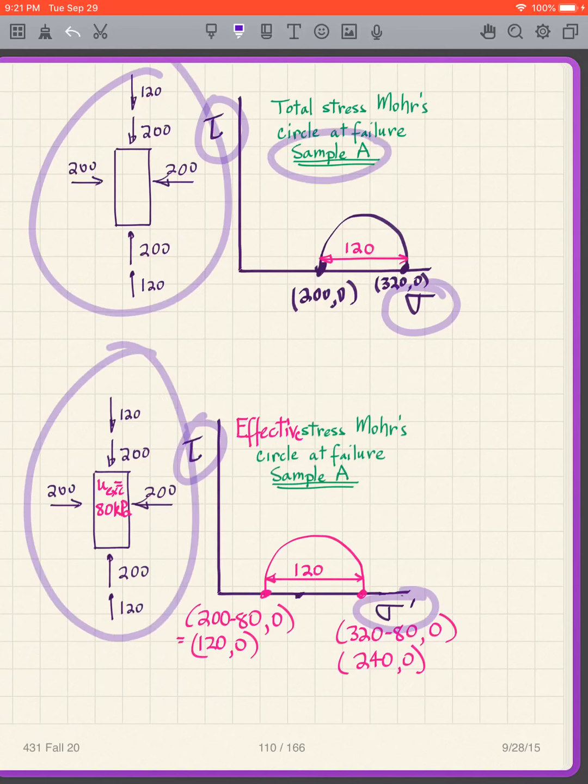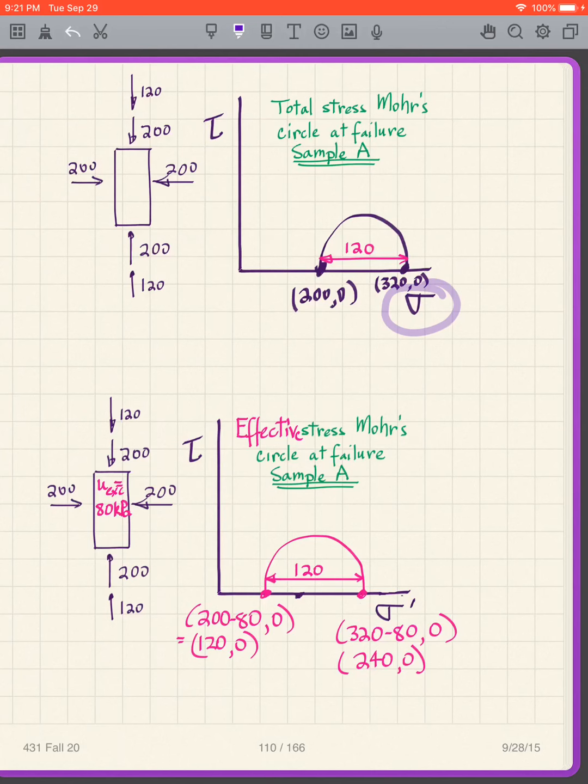So I'm looking at sample A, but in the top one, just look at the difference if we plot total stress, sigma, and in the bottom one I'm plotting sigma prime. Well, what's the difference? Well, if I'm using total stresses, I just look here. And by looking there, I see 200, so that's one point, 200. I see 320, that's my other point, 320. And if I notice that, what do I see? That's separated by 120. So I get a circle with a diameter of 120, and it begins at 200.